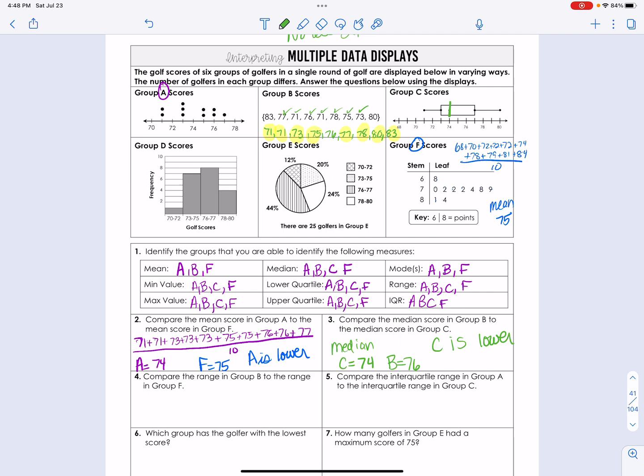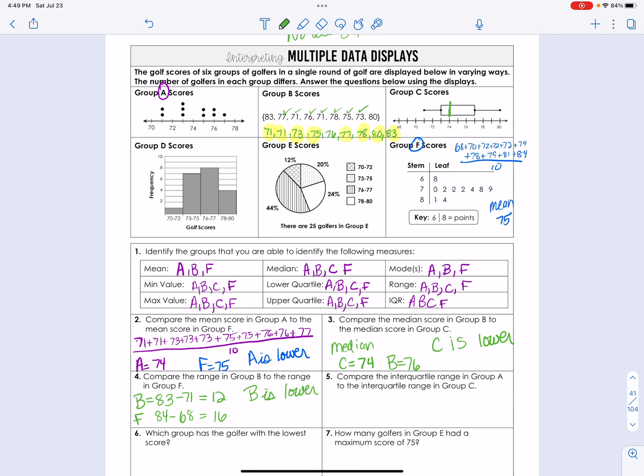Okay, compare group B's range to group F's range. So B would be 83 minus 71. So B is 12. And it wants me to do it to group F. So the highest for F is 84 minus 68, which is 16. So B's is lower.